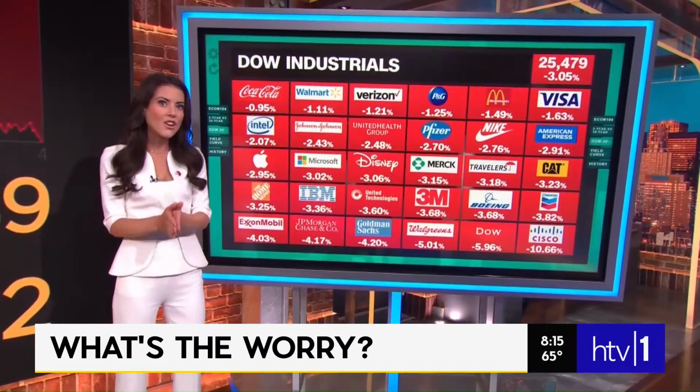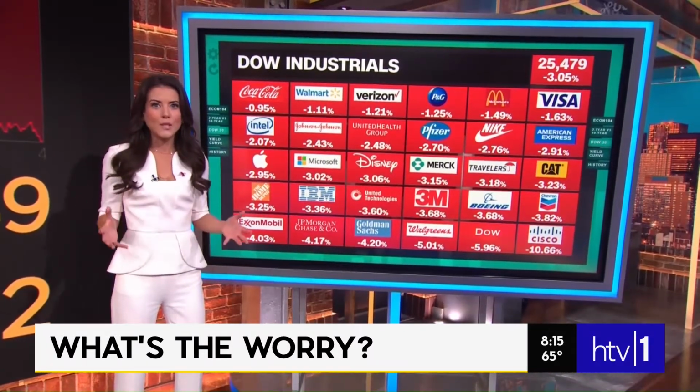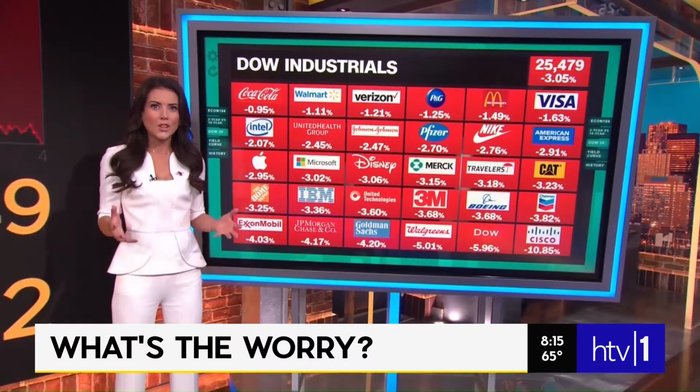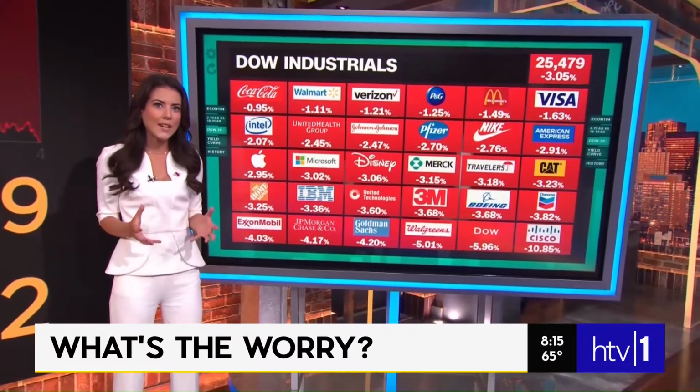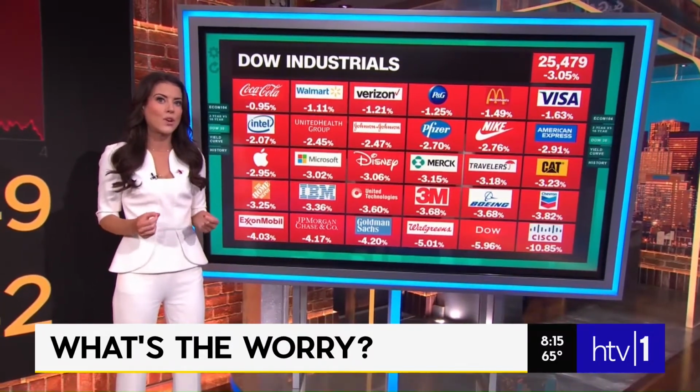Now, investors are nervous about the state of the economy for a whole host of reasons. We've got the trade war between the United States and China that keeps escalating. Germany's economy now, Europe's largest, is shrinking, and there are worries that China's slowdown could also get worse here.